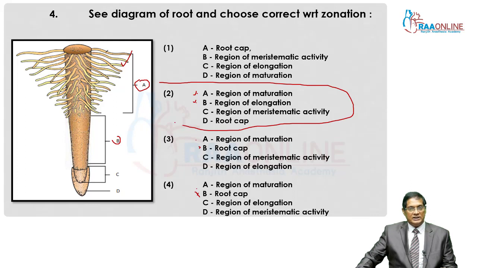Even though I haven't checked the C and D options, because A and B are correctly matched, and there is only one option in which A and B are correctly matched, my answer for this diagram is 2. That is, A represents the mature zone. This is the zone of elongation. This is the meristematic area, a region of meristematic activity. And this is the root cap. That is, the D part is the root cap.